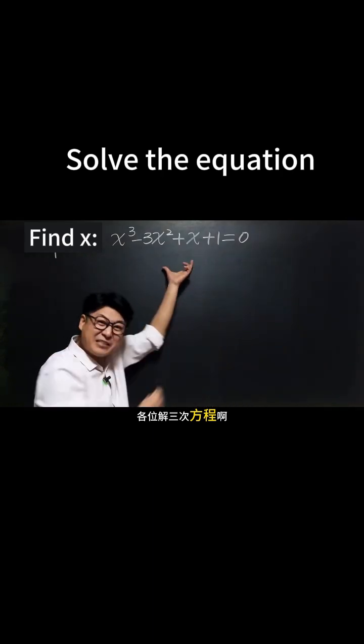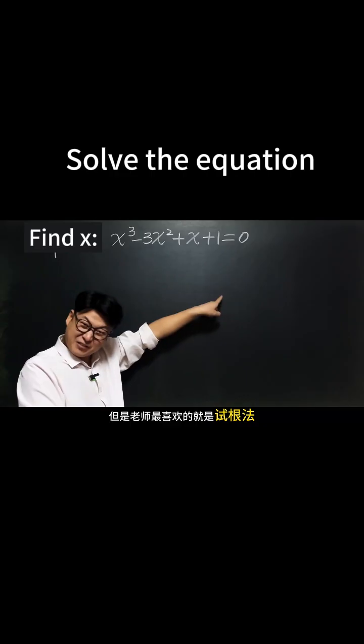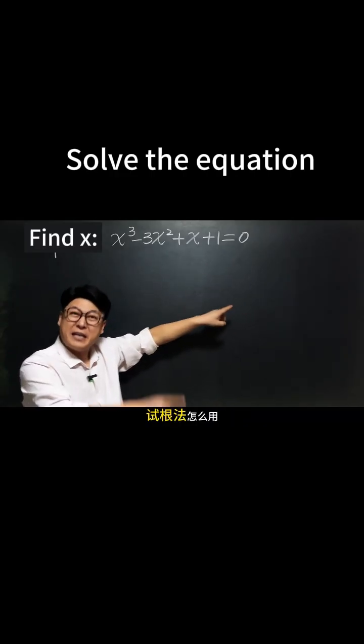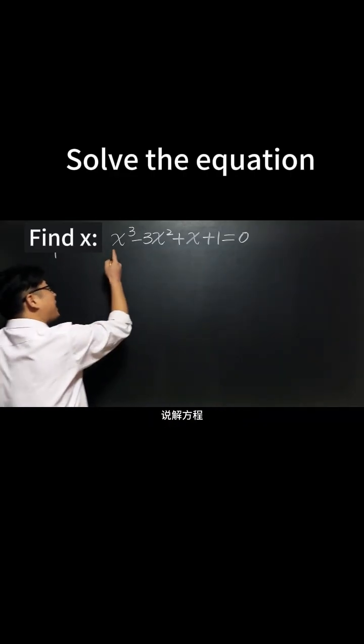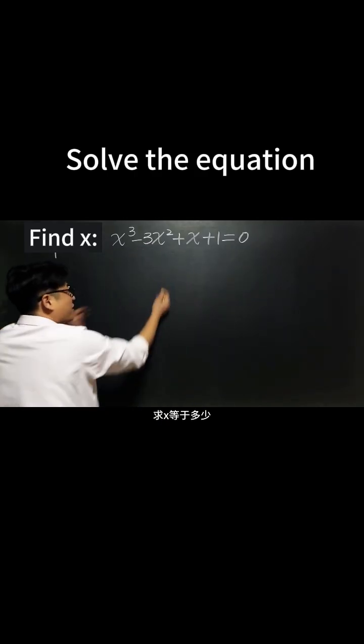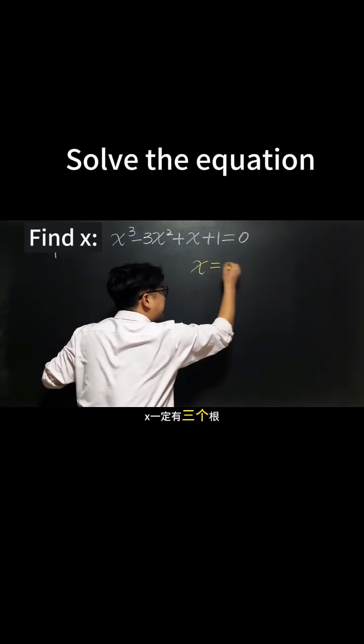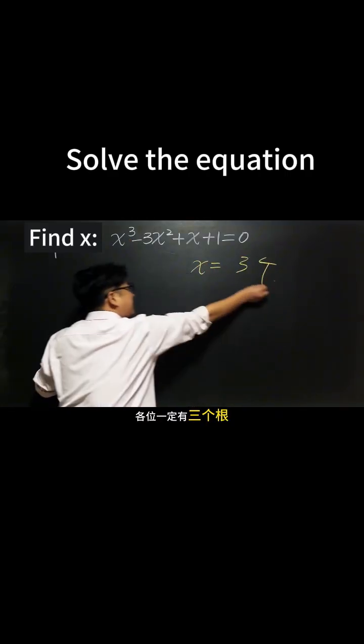For cubic equations, there are many methods, but my favorite is the trial root method. Let me demonstrate how to use the trial root method. Suppose we want to solve the equation x cubed minus 3x squared plus x plus 1 equals 0 and find the value of x. As you can see, this is a cubic equation, so it must have 3 roots. There are definitely 3 roots.